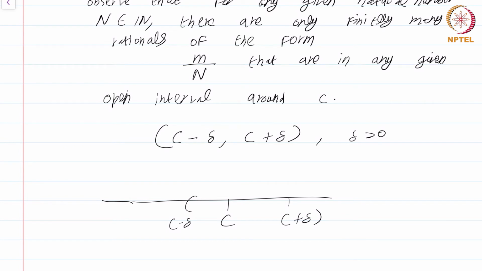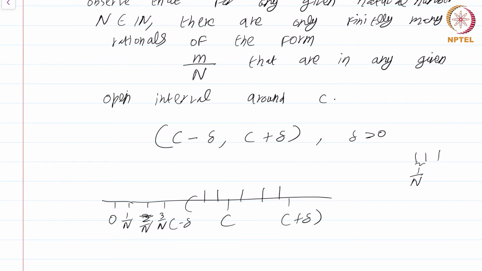The rulers are rather a scale whose rulings are all separated by 1 by capital N. Imagine you have put a ruler on the real line separated by 1 by n. So if the origin is here, you have 1 by n, 2 by n, 3 by n, and so on. It's obvious that only finitely many such markings will be contained in C minus delta, C plus delta. That's obvious.